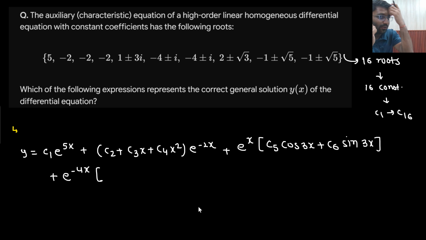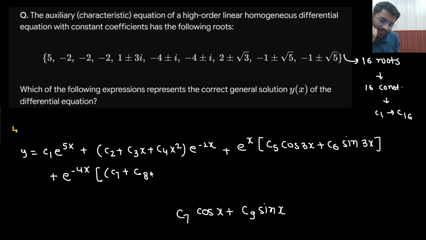Iota will say, sir, if I was not repeated, then I would have come as C7 cos x plus C9 sin x. But sir, since I am repeated, I will come as (C1 plus C8x) cos beta x, beta value is 1, cos x plus (C9 plus C10 x) sin beta x.